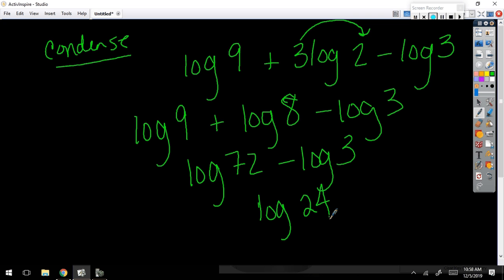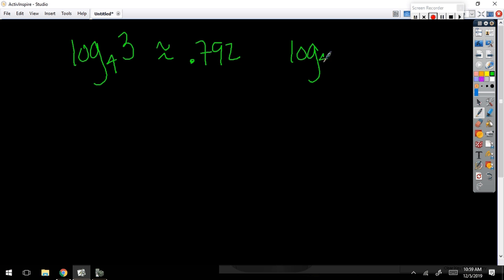Now, this is probably what students struggle the most with, expanding and condensing. So let me show you because this is on your homework. Let's say I told you, you may not use a calculator for this, that the log base 4 of 3 is approximately 0.792. And the log base 4 of 7 is approximately 1.404. And I said, showing all your work and not using a calculator, how might you find the log base 4 of 3 over 7?